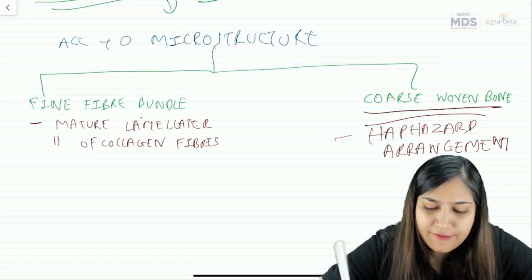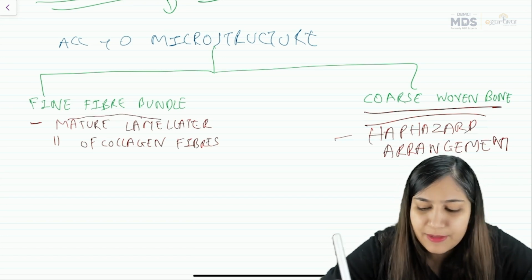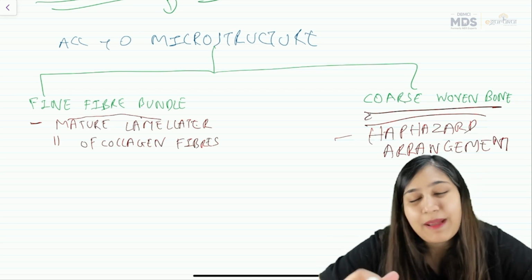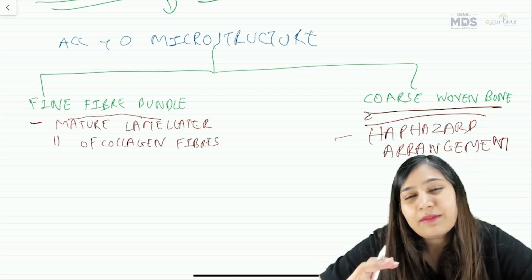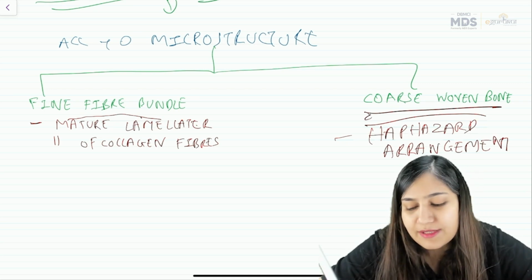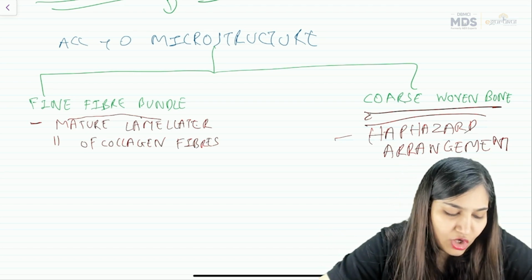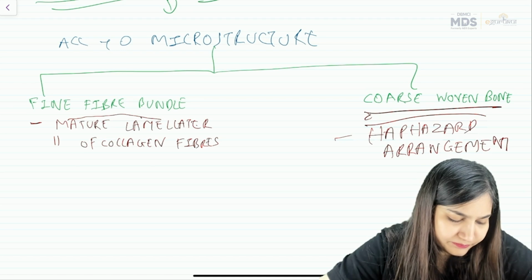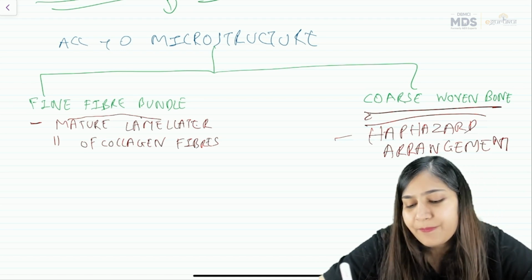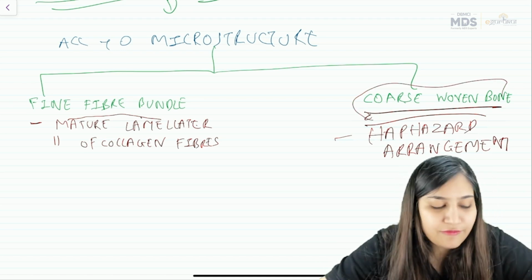So here we have, according to microstructure, fine fiber bundle and coarse woven bone. Fine, mature, lamellated: here a parallel arrangement of collagen fibers is seen, while in coarse woven bone, what is seen? A haphazard arrangement of collagen fibers is seen. It occurs when there is rapid laydown of bone.